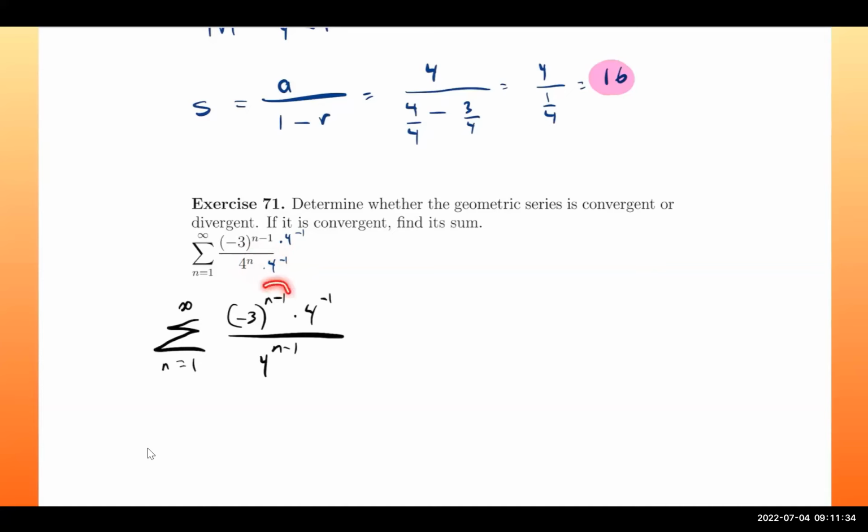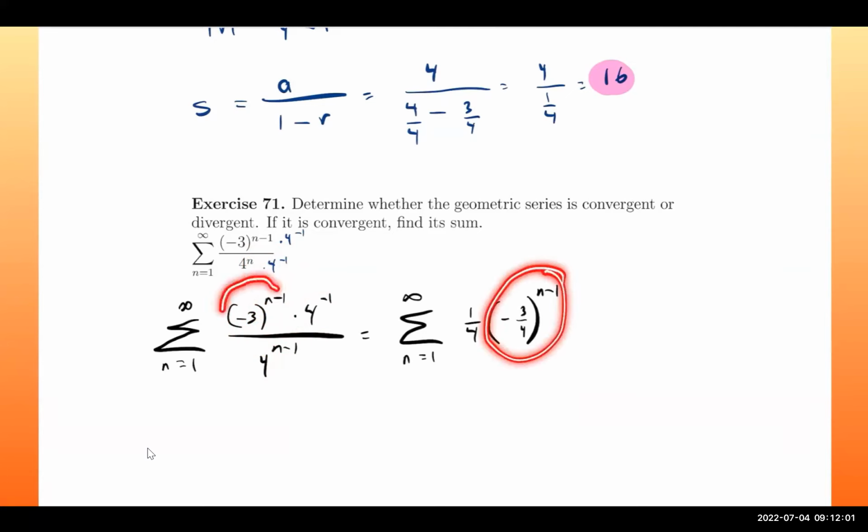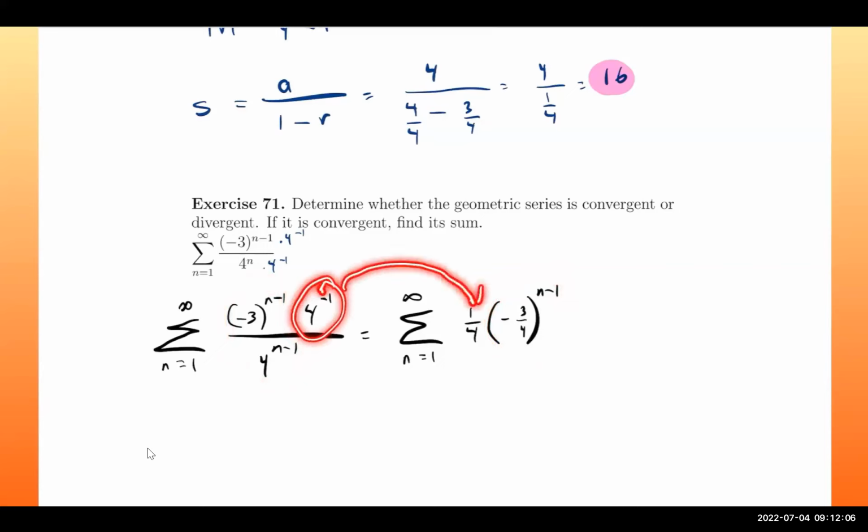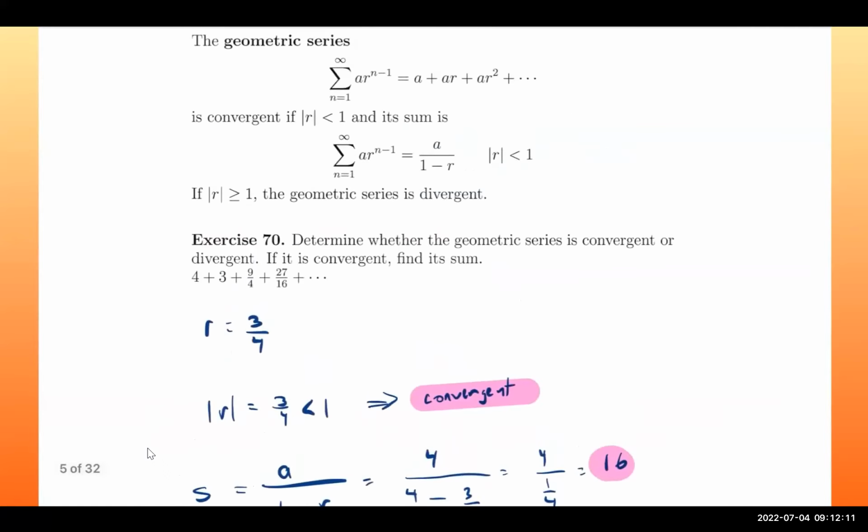And the reason I wanted to do that is because now since these two have the same exponent, you can group that into one single fraction. So this is going to become 1/4, because that's what 4 to the negative 1 is. So this can be written as 1/4 times negative 3/4 to the n minus 1. So this came from these two terms, and this became 1/4. All right, and so this is a geometric series, as you can see.